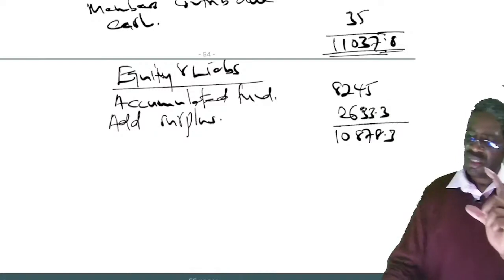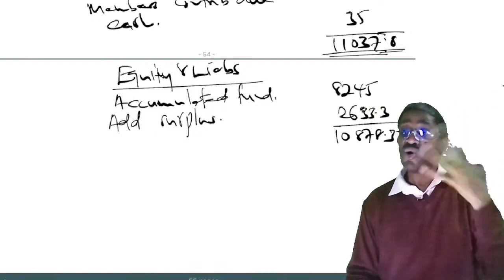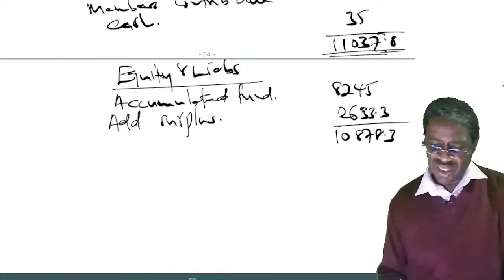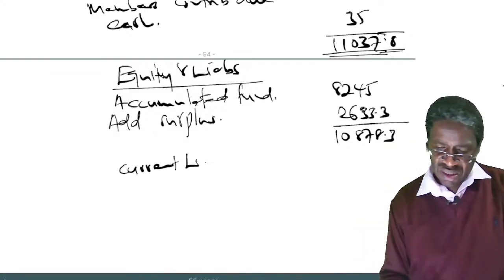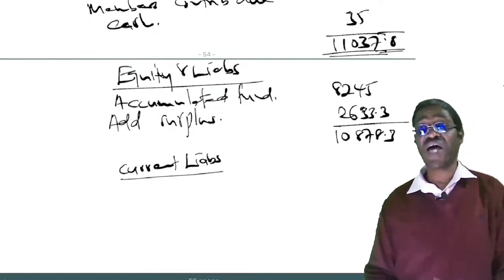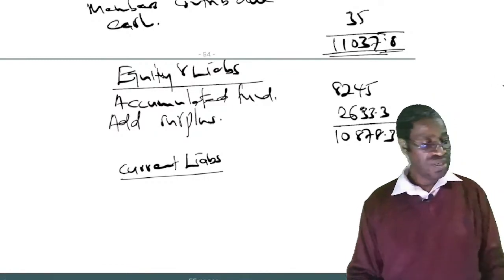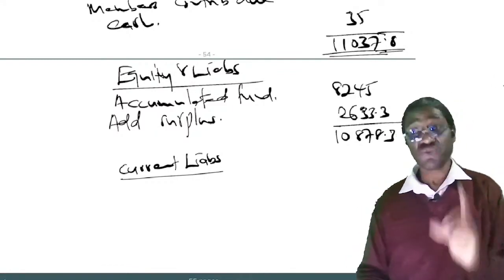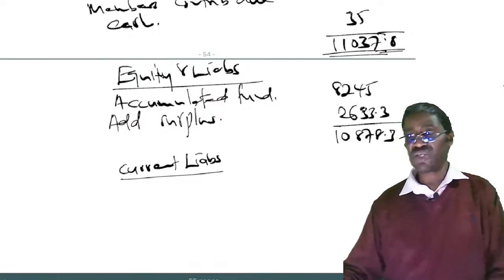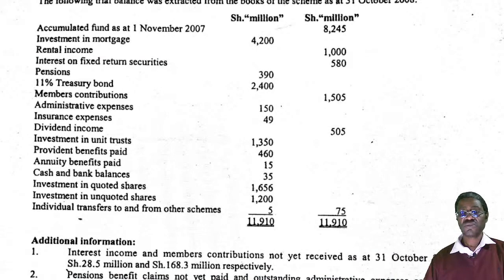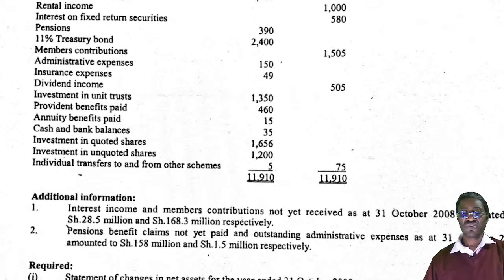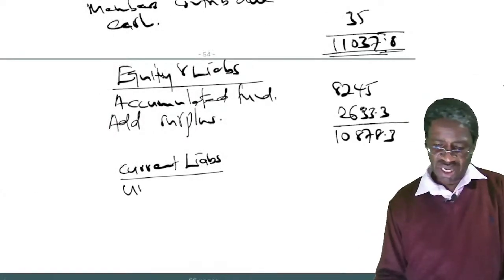From this question, listen, we did not see any long-term liability like a loan, nothing. So we go to current liabilities now. For current liabilities, all of them are given as an additional note. Note number two, you remember? That's where the liabilities were. Let's go back to that note number two. It said pension benefits claim not yet paid and outstanding admin expenses amounted to 158 and 1.5 respectively. So unpaid benefits are 158. Put it.